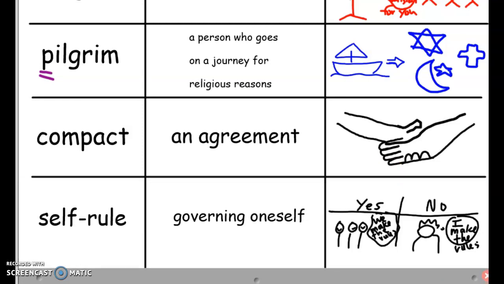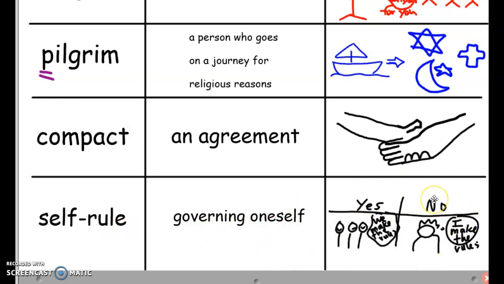I think the last word is self-rule, governing oneself. So as you can see, compact, self-rule, Burgess, legislature, we're building into these things about government and how these colonies were able to maybe be successful or not in terms of how they made rules and decisions to protect themselves and each other. So when you have self-rule, you are governing yourself.